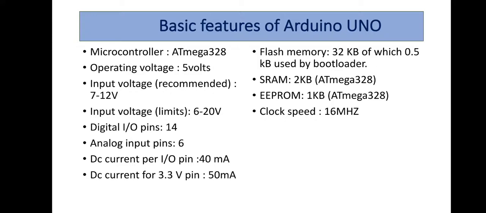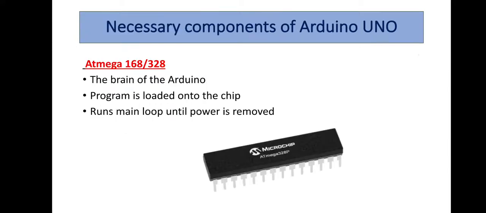Then it has digital input pins. 14 digital input pins are there in Arduino UNO. Please note that I am talking about Arduino UNO. In Arduino UNO there are 14 digital input output pins and 6 analog input pins. The flash memory is 32 KB, SRAM is 2 KB, EEPROM is 1 KB and clock speed is 16 MHz.